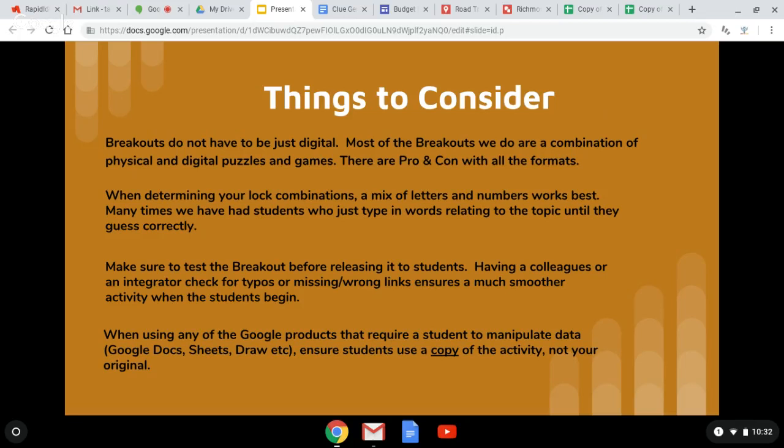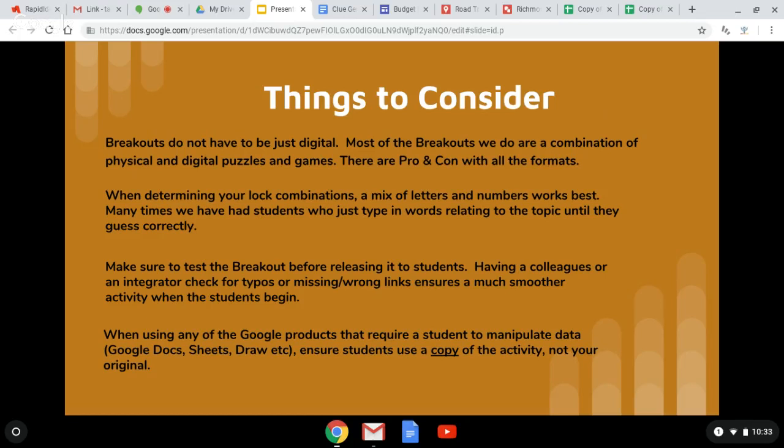Another thing, definitely always test your breakout before you release it to students. It is very embarrassing, as I know from experience, that if you don't, then there will be some link that you didn't do correctly or something that doesn't work right. And then the students are like, laughing at you and whatnot. So definitely test it out. Make sure all your links work before you give it to the students.